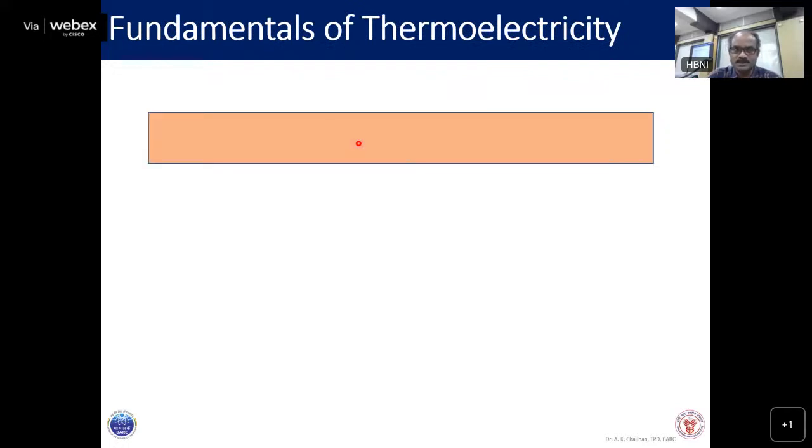Now let us see thermoelectricity. What is thermoelectricity? First, suppose we have a metal piece. A metal has free electrons. There are a lot of free electrons in the material, and they are distributed over the entire metal uniformly. If no external forces or electric field are applied, these electrons are uniformly distributed inside the metal.